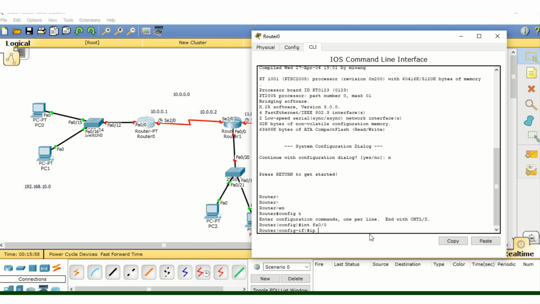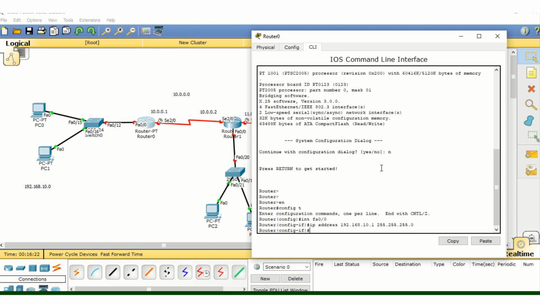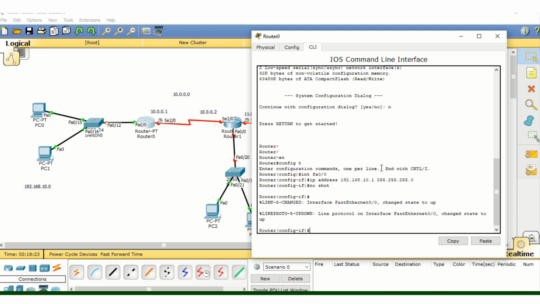On this side, this network is attached, so I will add the gateway address to this interface. The command is ip address, space, the gateway of this subnet, 192.168.10.1, and its subnet mask. It's a class C IP address, so its subnet mask is 255.255.255.0. All right. No shut, you see it turns green.